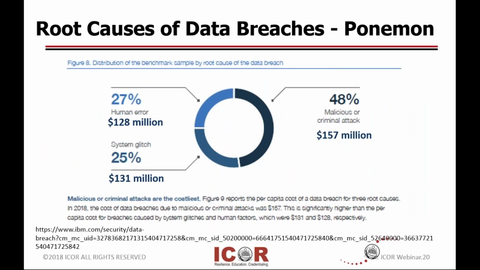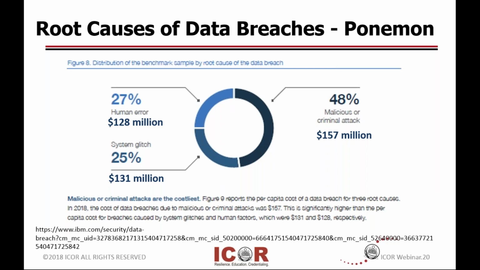When we're looking at some root causes, they tend to remain the same. When we're looking at human error, it's still about 25%. We've seen that number go between 24 and 30% over the past few years at a cost of about $128 million. And then we have system glitches. This, again, is something that we've seen remain pretty consistent over the years. And then we're looking at the malicious or criminal attack being almost half of the data breaches.